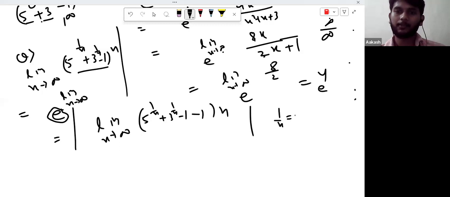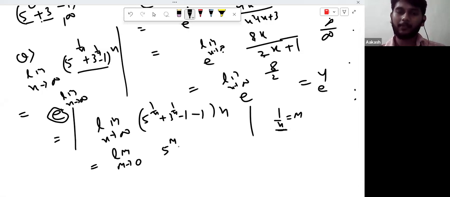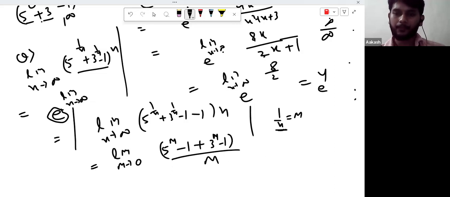Now, if this is a bit confusing, you can take 1 upon n equal to m. You can do this. So if n tends to infinity, then m will tend to 0. So we are changing the limit. M tending to 0, this will become 5 to the power m minus 1 plus 3 to the power m minus 1, times, this becomes 1 upon m. Okay?